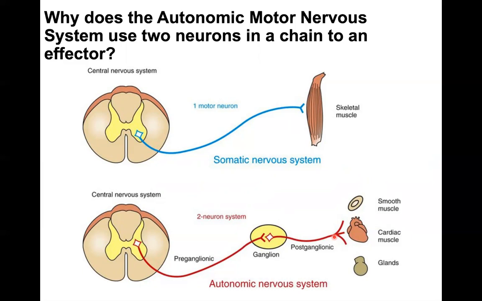The reason for this 2 neuron motor pathway is it allows for increasing communication and control. So it allows for neuronal convergence and divergence. That is, you can have axons from numerous preganglionic neurons that synapse with a single ganglionic cell, or you can have axons from one preganglionic cell synapsing with and influencing numerous ganglionic cells. So we can get some convergence and some divergence with this unconscious system.